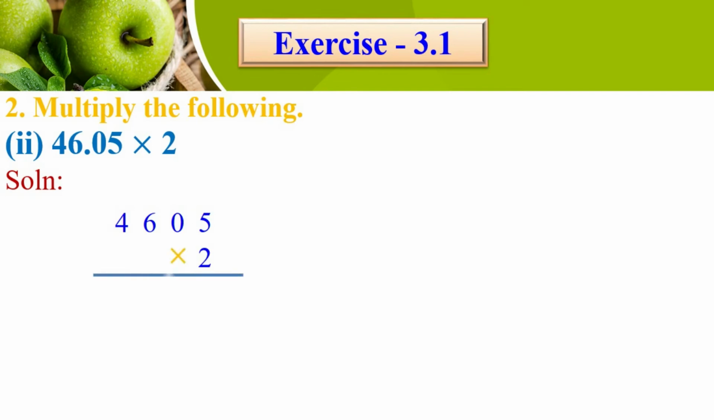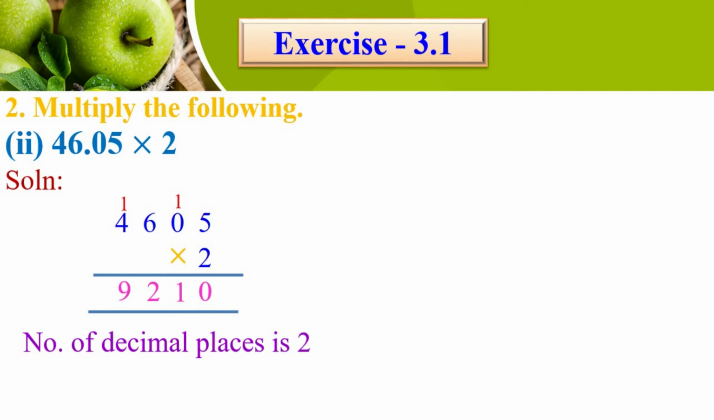Let's start to multiply. 5 2s are 10, 0, carry 1. 0 into 2, 0, place 1. 6 2s are 12, remaining 1. 4 2s are 8 plus 1, 9. We get 9210. Now count the decimal places. Here the number of decimal places is 2. Therefore, 46.05 multiplied by 2.